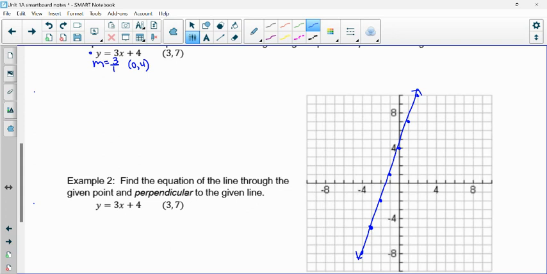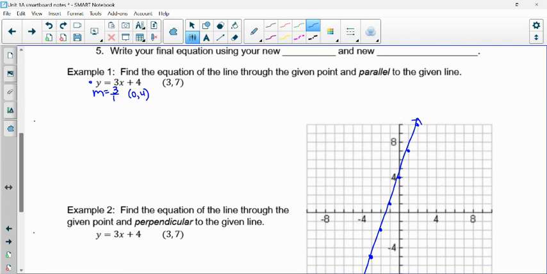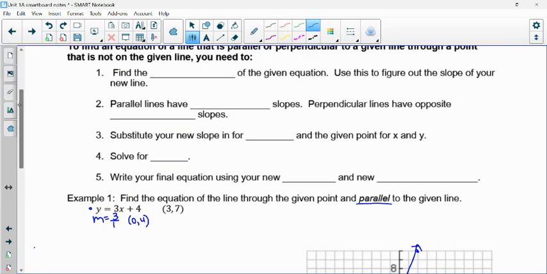So what we're trying to do then is figure out the directions. Again, it says find the equation of the line through the given point and parallel to this line. So we want to make a line that's parallel to this blue line here, and we want it to go through the point 3,7. Notice this original one does not go through the point 3,7. Okay. So here's how we go about doing that. So here are our steps.